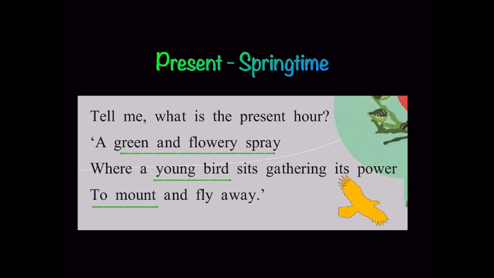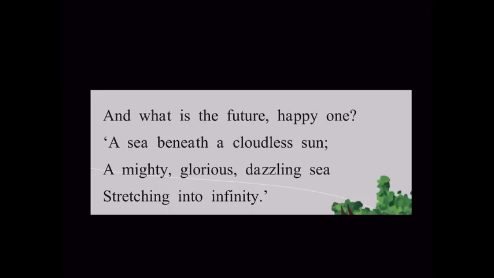Students, let's look at the third stanza. And what is the future, happy one? A sea beneath a cloudless sun, a mighty, glorious, dazzling sea, stretching into infinity. In the last stanza, the poet asks the child about his future. How does the child see his or her future?